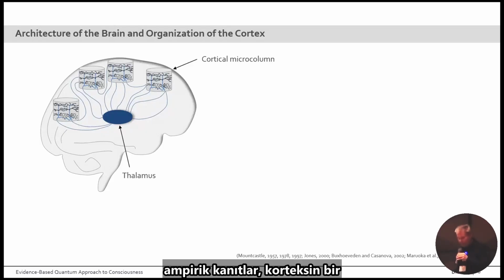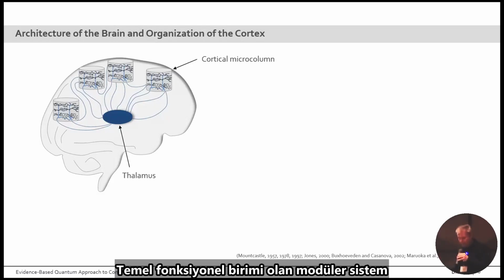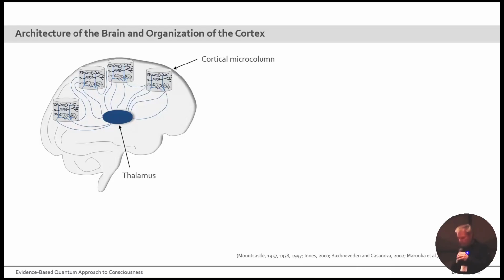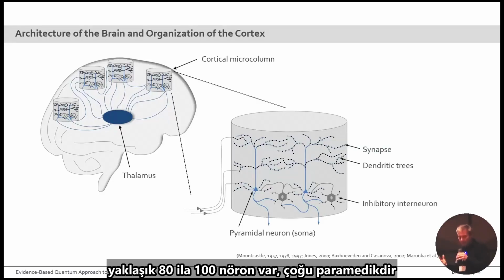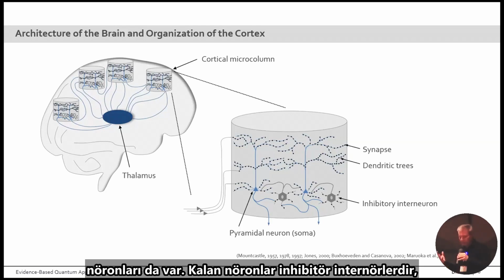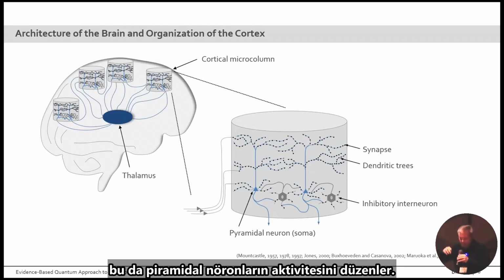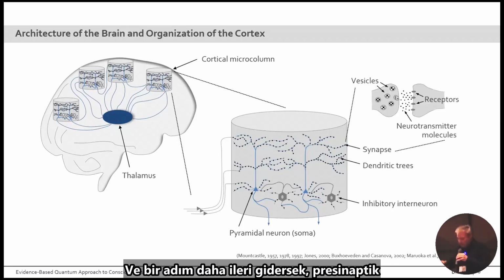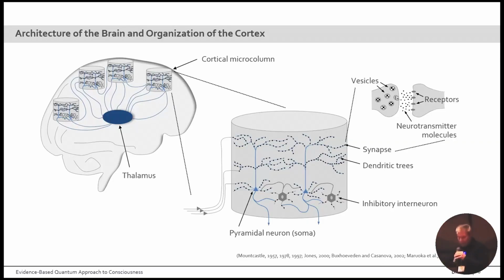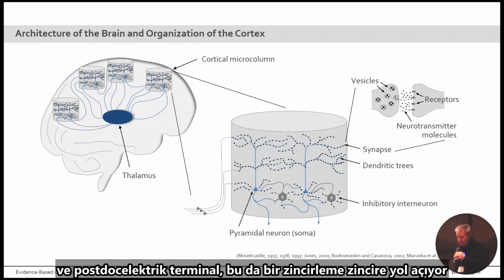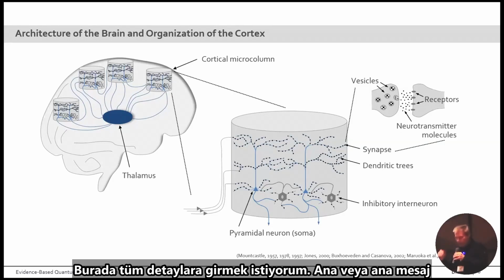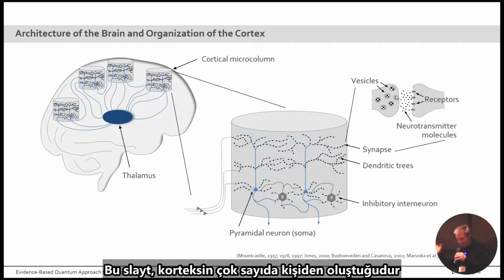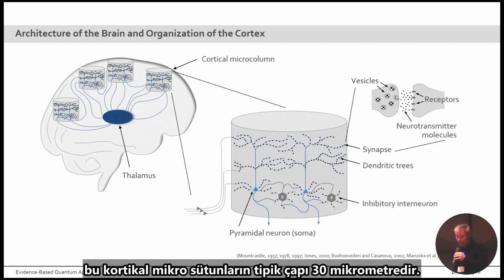Again, from empirical evidence, we know that the cortex can be viewed as a modular system whose basic functional unit is a so-called cortical microcolumn. And such a microcolumn consists of roughly 80 to 100 neurons, most of which are pyramidal neurons. The remaining neurons are inhibitory interneurons, which regulate the activity of the pyramidal neurons. And going one step further, we have the presynaptic and the postsynaptic terminal, which then leads to a cascade of activities, but I do not want to go into all the details here. The key message on this slide is that the cortex consists of a vast number of these cortical microcolumns with a typical diameter of 30 micrometers.